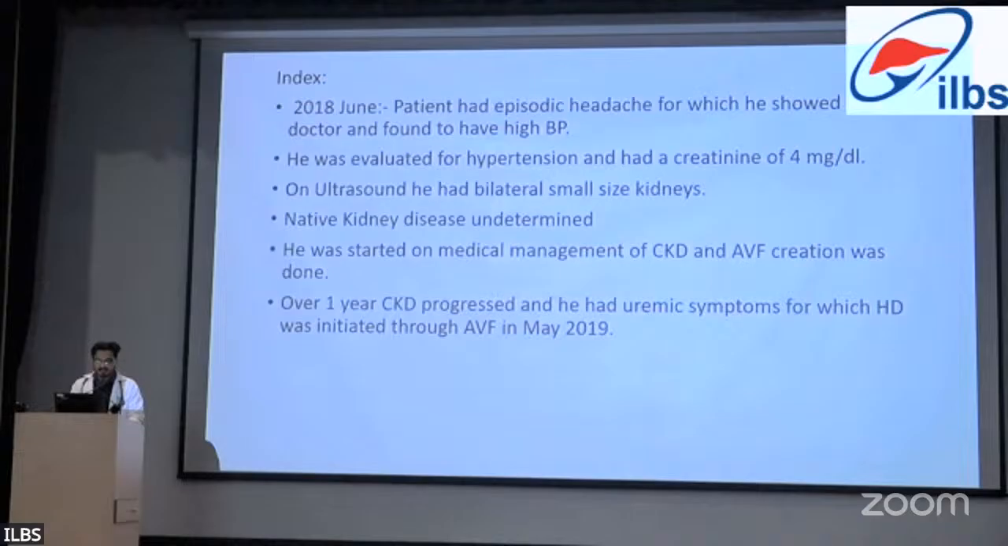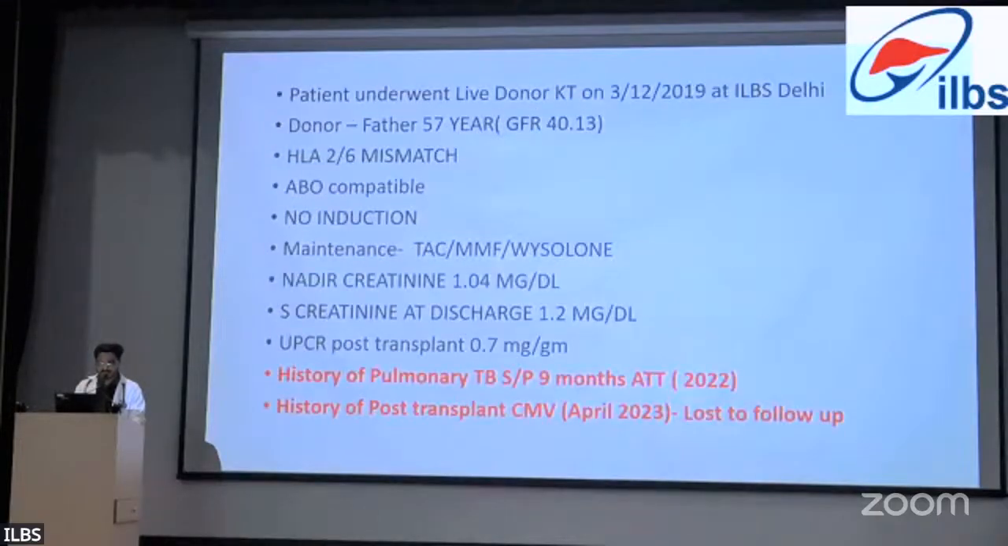I would like to date back the history to 2018 when he was diagnosed to have CKD, and his native kidney disease was undetermined, and he was started on medical management for CKD. Along with that, his AV fistula creation was done in 2018. Over 1 year, his CKD progressed and he had uremic symptoms for which HD was initiated through the AV fistula in May 2019. The patient underwent a live donor kidney transplant on 3rd of December 2019 at ILBS.